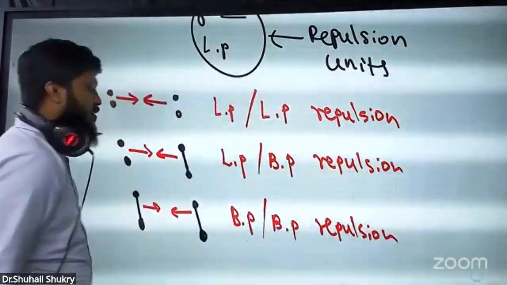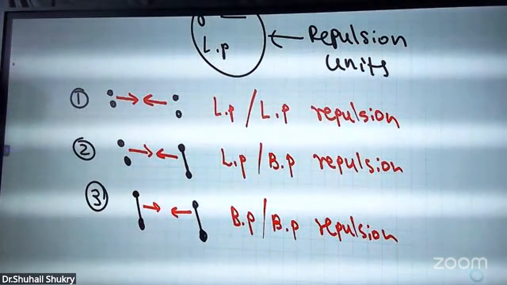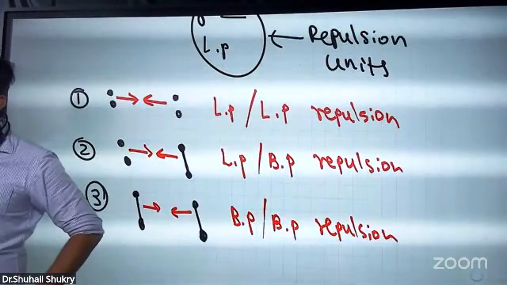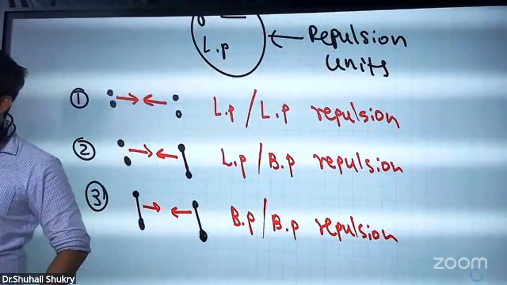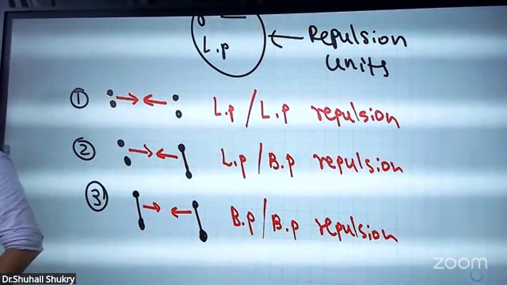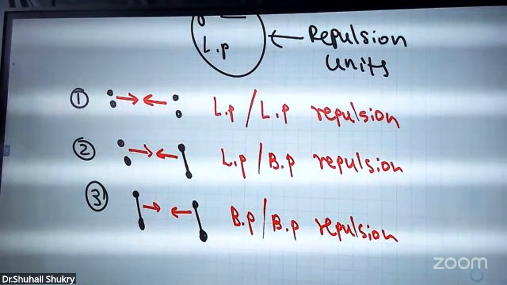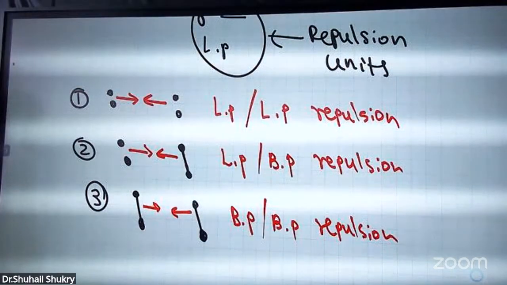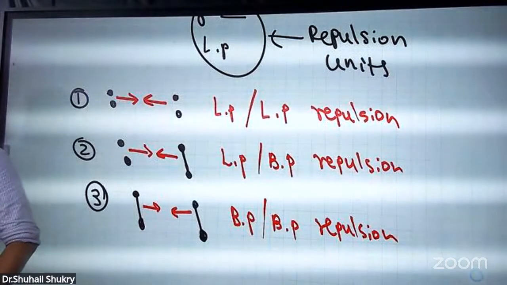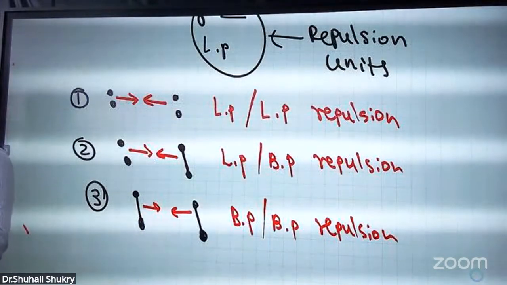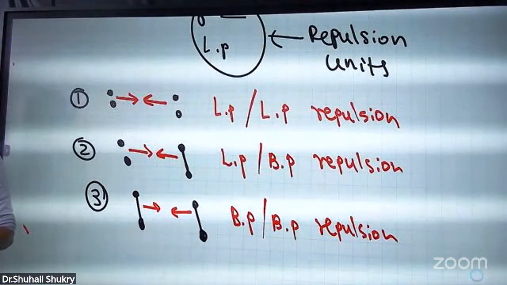Right. Now just imagine, out of these three, 1, 2, 3, which one might be the most powerful repulsion? What do you guess? Bond pairs or lone pairs? Don't check your tutes, just try to answer. You are guessing. Now lone pair electrons are there, bond pair electrons are also there. Who can push each other?